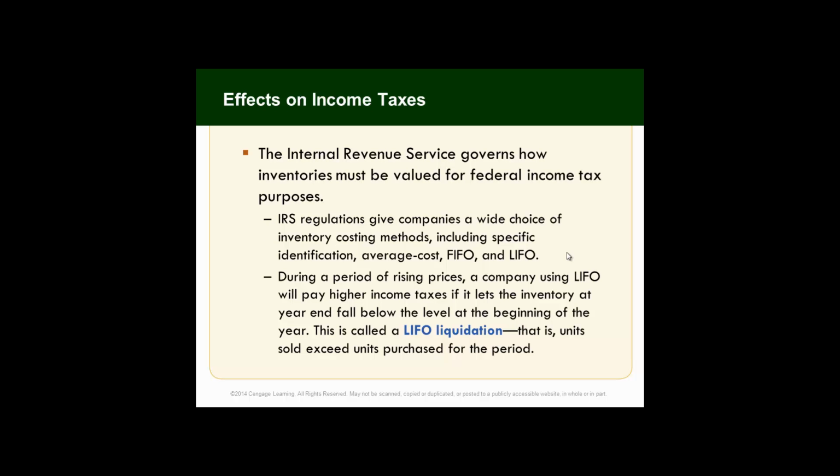I'm gonna be conservative. So, as I said, the IRS governs how inventories could be valued for tax purposes. They give a company a wide choice. They can use specific, average, FIFO, or LIFO. But during a period of rising costs, a company using LIFO will pay higher tax rates if they let their inventory at year-end fall below the beginning level.